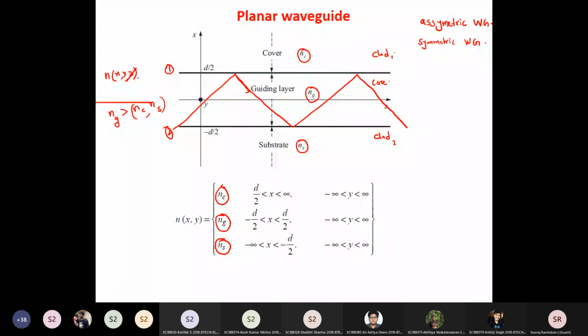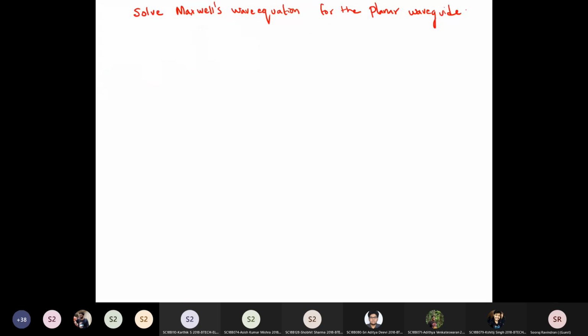To begin with, how do we solve the Maxwell's wave equation? Let us first begin with a classical wave equation. Maxwell's equations can be written as del cross E is equal to minus dou B by dou T. That's the first curl equation. And del cross H is equal to dou D by dou T.